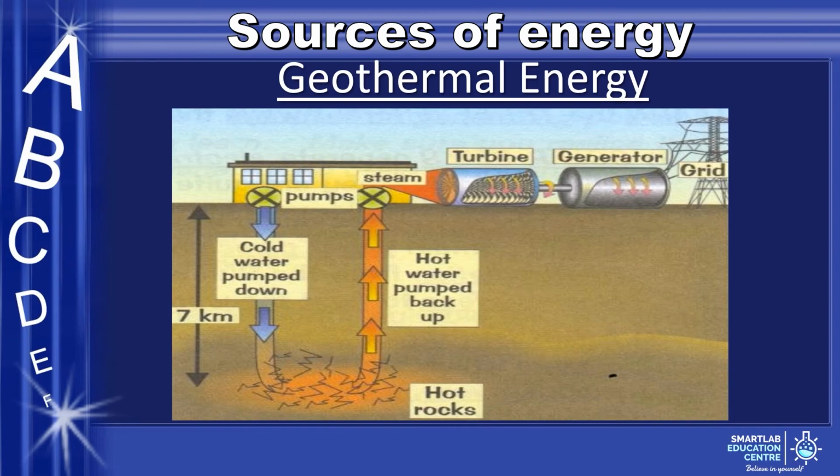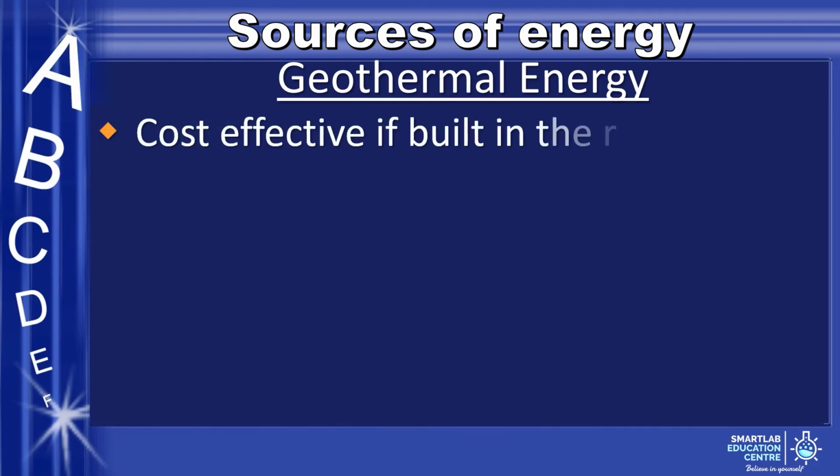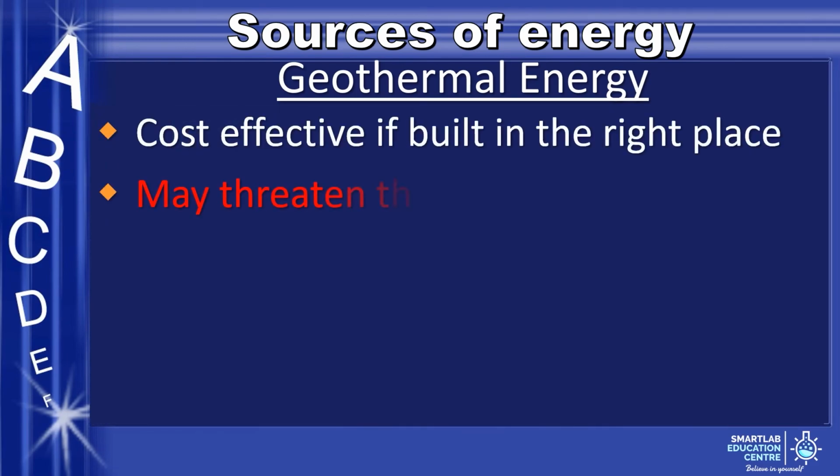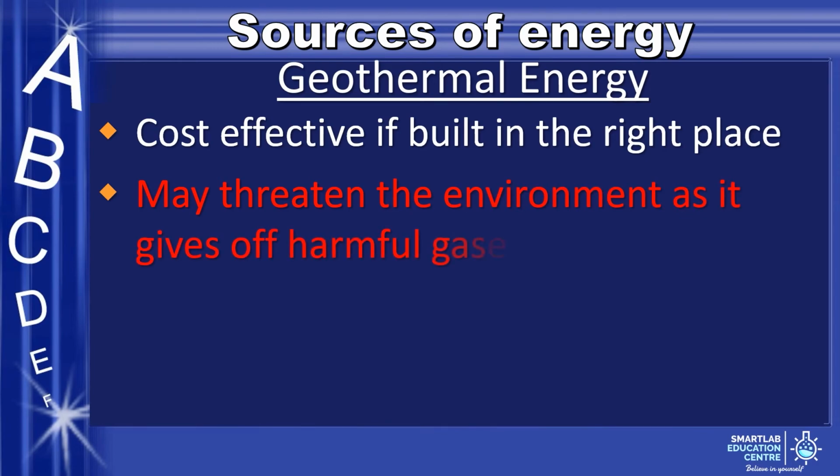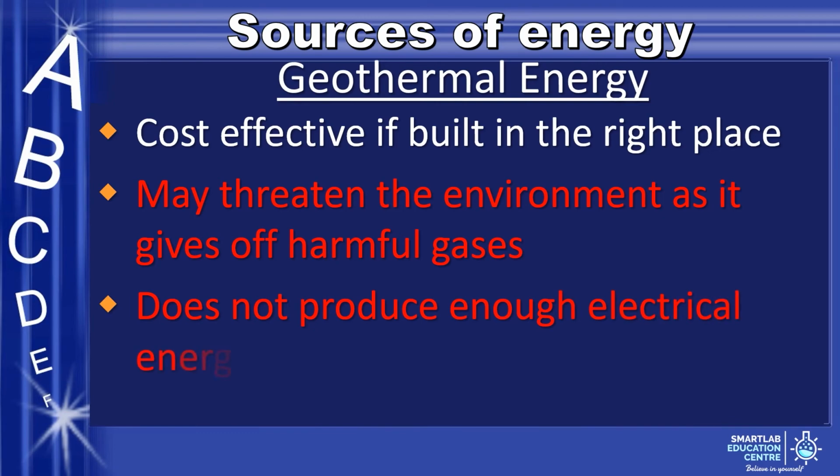This converts heat energy from the ground into kinetic energy as steam and other hot gases, which can turn the turbine and convert kinetic energy to electrical energy in the generator. It is cost-effective if built in the right places, but may threaten the environment as it may give off harmful gases. Also, it does not produce a lot of electrical energy as well.